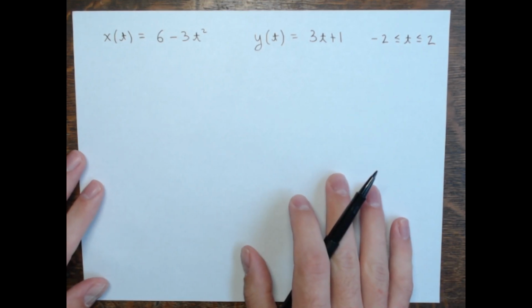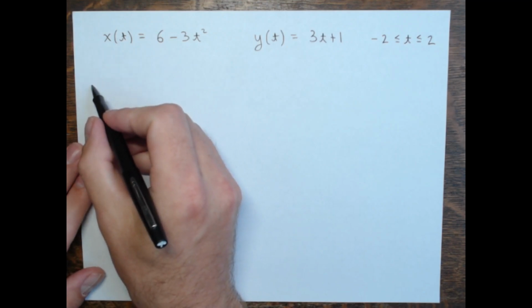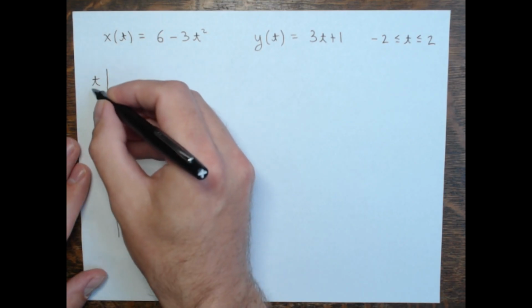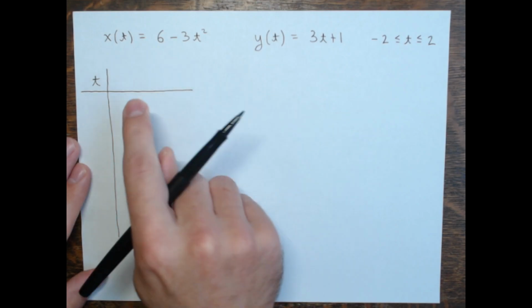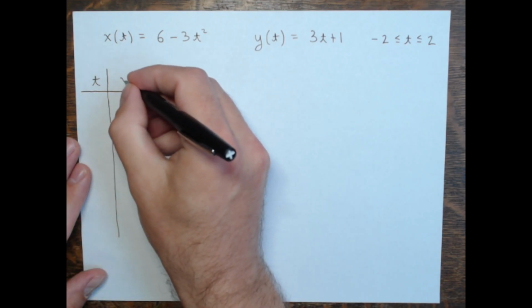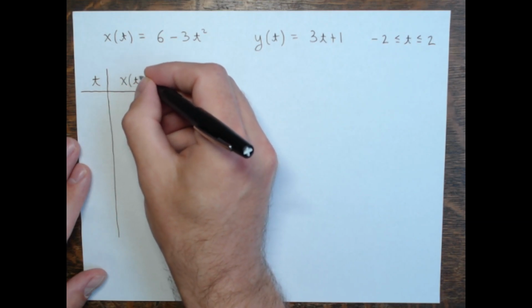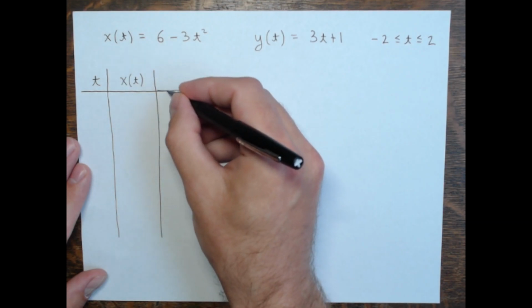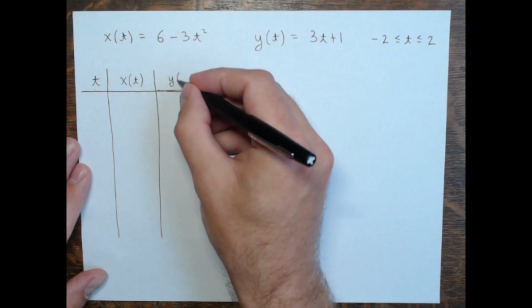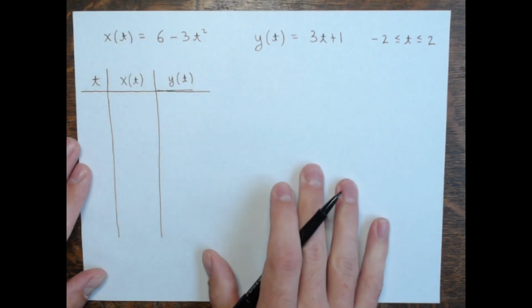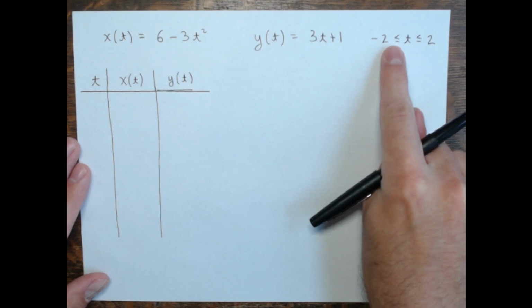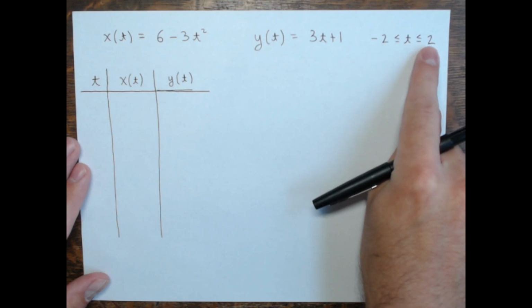All right, so like in a previous video, I'll make a little table where we have values of t, right? So values of our parameter. And then the next column will be the x-coordinate at that particular value of the parameter, so x of t. And the third column here, the y-coordinate at that value of t. And you can plug in any value, any real number from -2 to +2, to get the points on this curve.